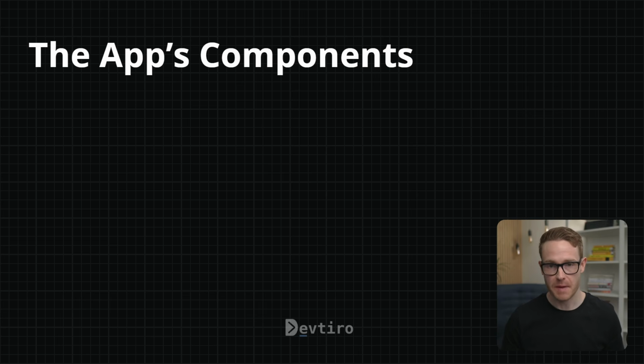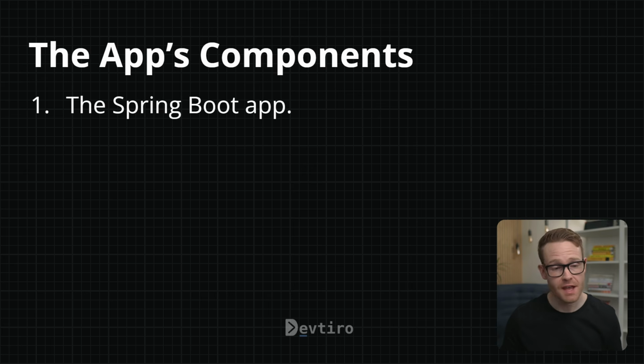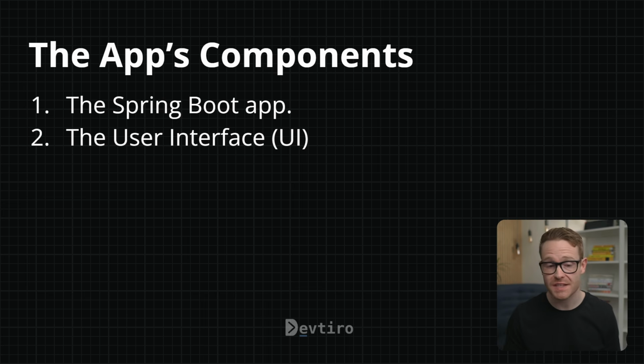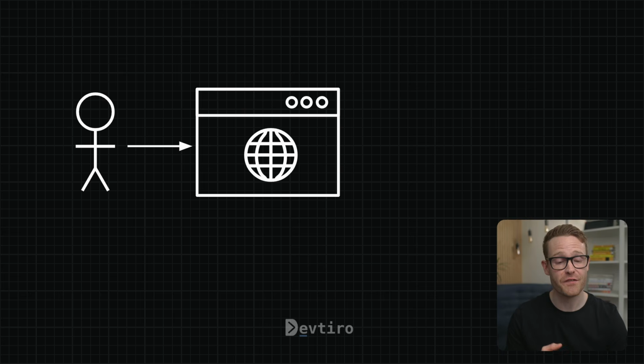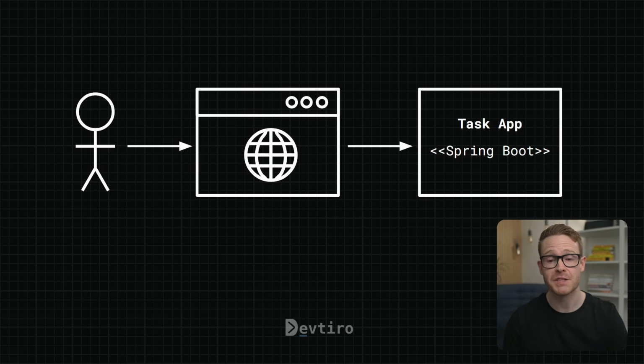This is a beginner-friendly build, and it has the architecture to match. So there are two main components. We have the Spring Boot app component, and we have the user interface or UI component. So it all starts with a user. The user interacts with the user interface via their browser. The user interface interacts with the Spring Boot application via a REST API. So let's explore each component in a bit more detail.